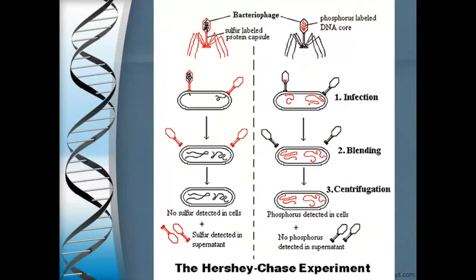So they took the radioactively labeled protein and in a separate experiment, they took the radioactively labeled DNA, allowed each of these to infect the cell, right? And then at the end, they spun the cells in a centrifuge, just like we did in lab. You get a cell pellet at the bottom, and then you have the supernatant on top.